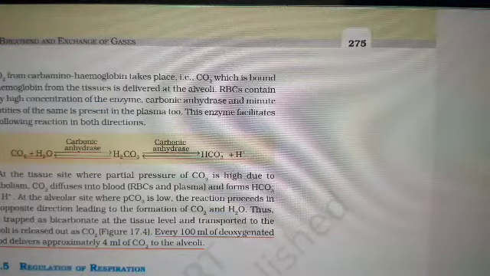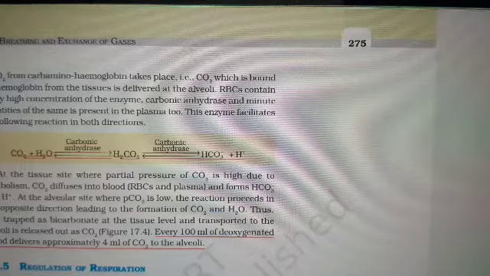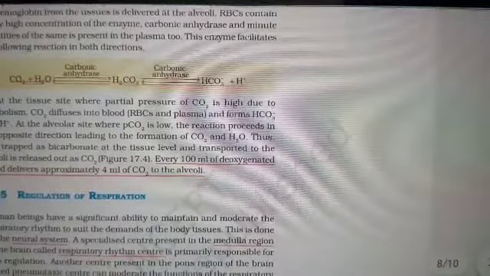Here one important equation also: CO2 combines with H2O, and the enzyme carbonic anhydrase plays a major role. That is a reversible reaction, H2CO3 forms, and once again by the carbonic anhydrase reaction it converts to HCO3 minus plus H plus. So this is generally transported in the form of bicarbonates, and at the same time carbonic anhydrase plays a major role. The CO2 bound to hemoglobin from the tissue area is delivered at the alveoli. RBCs contain a very high concentration of the enzyme carbonic anhydrase, and a small quantity of it is present in the plasma too. This enzyme facilitates the reaction in both directions, as we can observe here.